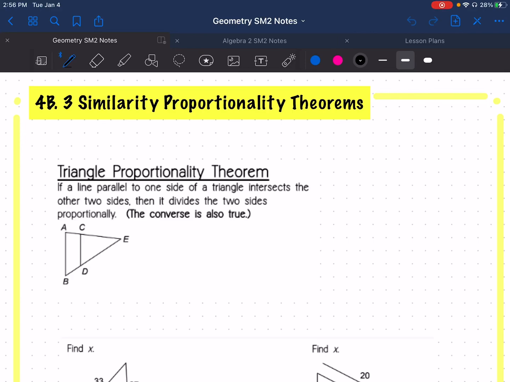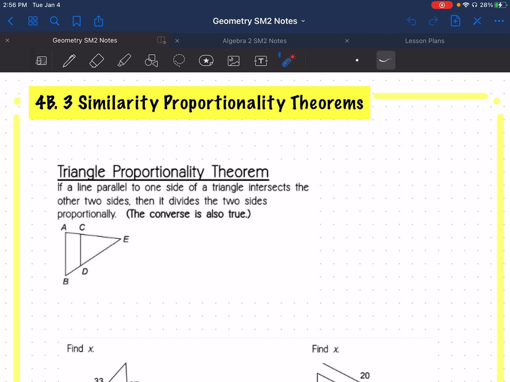Today's lesson is 4B.3, Similarity, Proportionality Theorems. We have three proportionality theorems for similarity, and we're going to start with the triangle proportionality theorem. This theorem says if a line parallel to one side of a triangle intersects the other two sides, then it divides the two sides proportionally. The converse of this is also true.